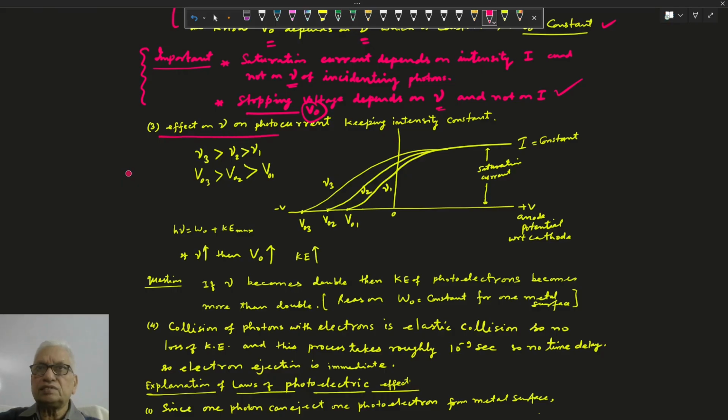Now the third graph, or third law of photoelectric effect, is the effect of frequency on photocurrent, keeping the intensity constant. If intensity is constant, the saturation current is constant. If frequency increases, energy increases, so stopping voltage increases. Frequency nu3 is more than nu2, which is more than nu1, so stopping voltage V03 is more than V02, which is more than V01, as we can see here in the graph. So as frequency increases, stopping voltage and kinetic energy increase, but saturation current remains the same because intensity is constant.